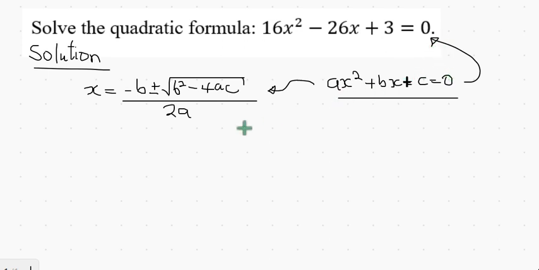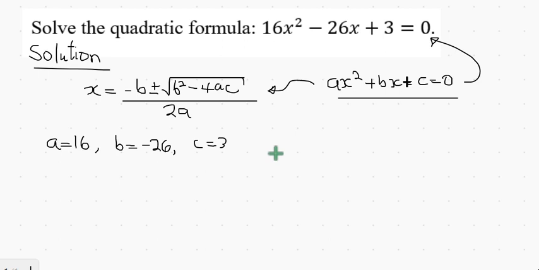To solve that, compare the general equation with this specific equation so that you can bring out the values of the parameters, which are the values of a, b, and c. Comparing the two equations, the value of a is 16, the value of b is negative 26, and the value of c is plus 3.